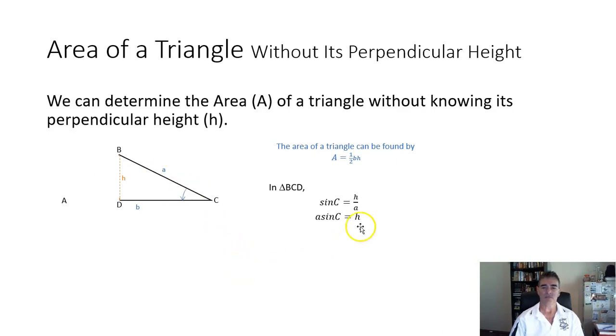What I'm going to now do is rearrange that to make H equals. So multiply both sides by a, and I have H equals a sine C. And normally we're used to writing the H first, but it was okay to leave it in that format.